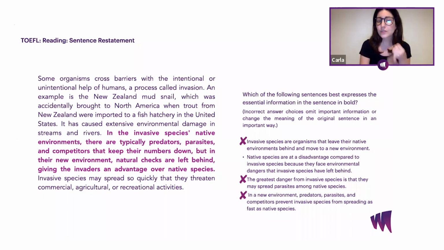So the first option is true, but it's missing information. The third option is not mentioned and is inaccurate according to the information that we do have. And the last option is pretty much the opposite of what the original sentence says. So B, in this case, would be our best option. And that's how you would deal with sentence restatement.